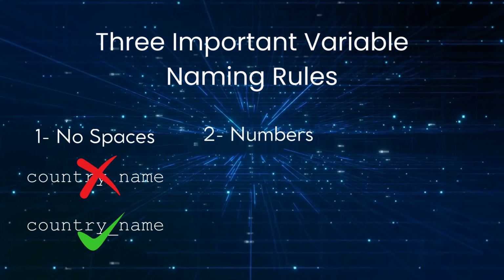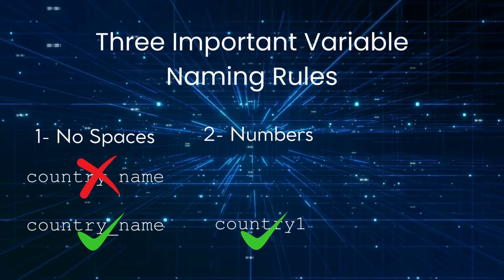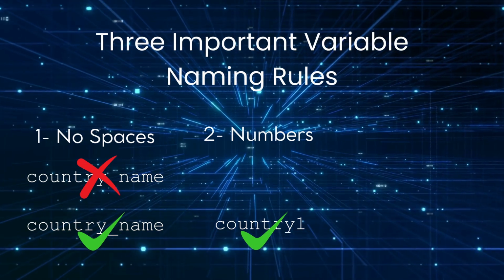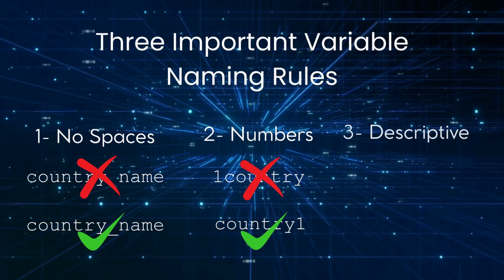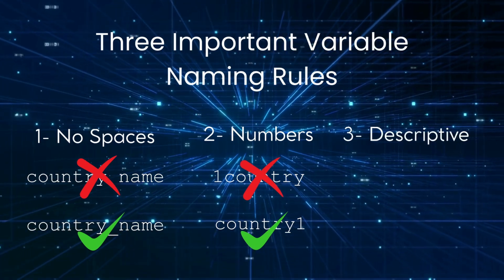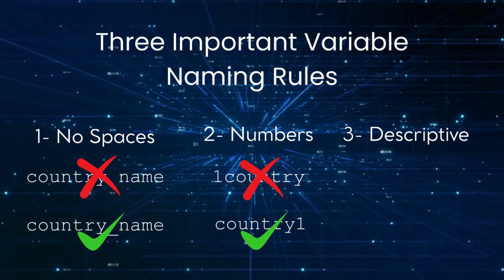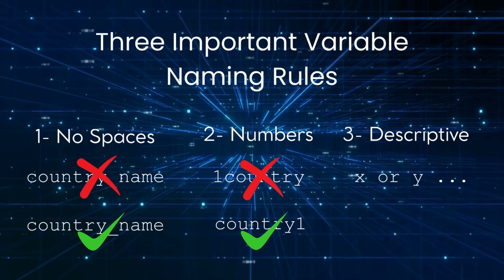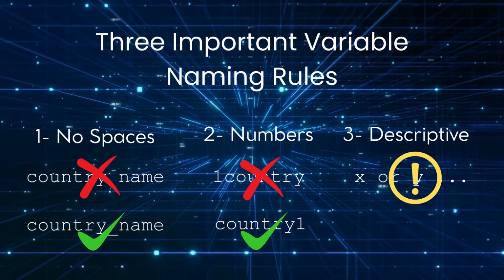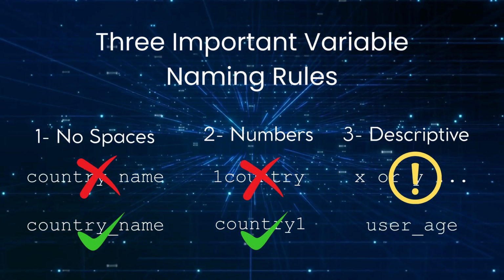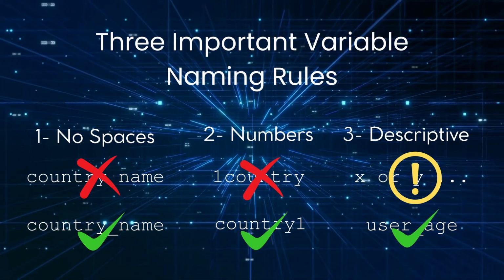Number 2, numbers. You can use numbers like country1, but you cannot start a variable name with a number. Writing 1country causes an error. Number 3, descriptive names. While this isn't about avoiding an error, it is about making your code much cleaner. Avoid vague names like x or a. Instead, use meaningful names like user_age or total_price. Clear naming makes your code self-explanatory.